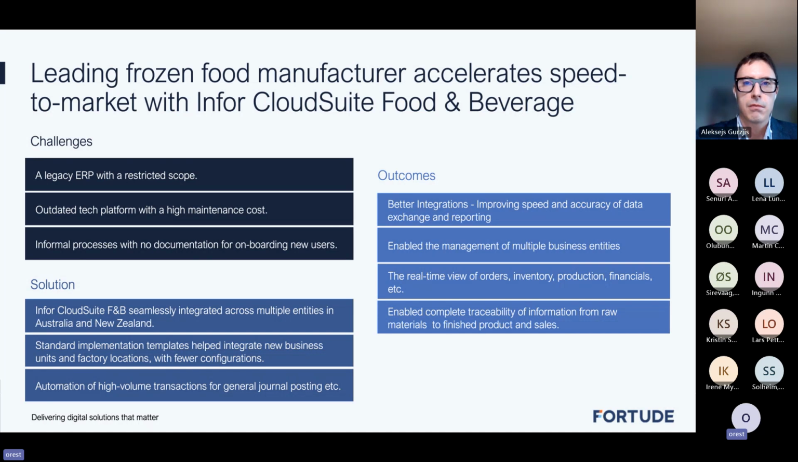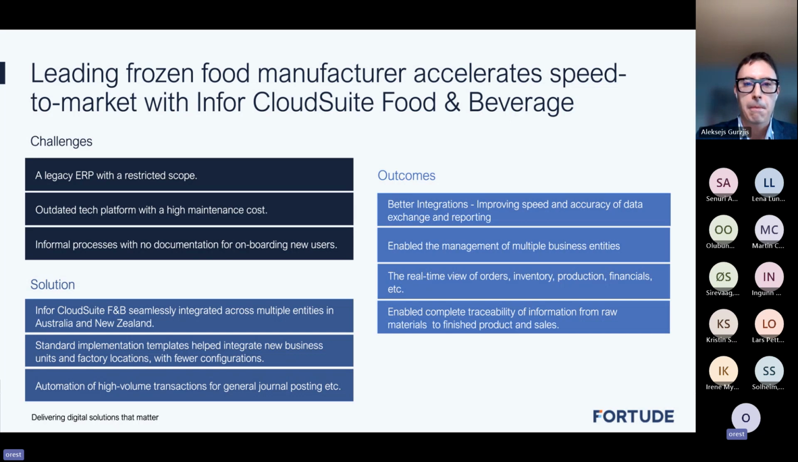So what they chose to do was to go ahead and implement the Infor Food and Beverage solution. They standardized their implementation templates and then helped to integrate new business units and factories across the world. And automation, of course, of all their transactions was leading to a better journal. They wanted to have better general journal postings to help manage the financials. Upon implementing the Cloud Suite Food and Beverage, they saw that they had better integrations. They ended up improving the speed and accuracy of data and reporting.